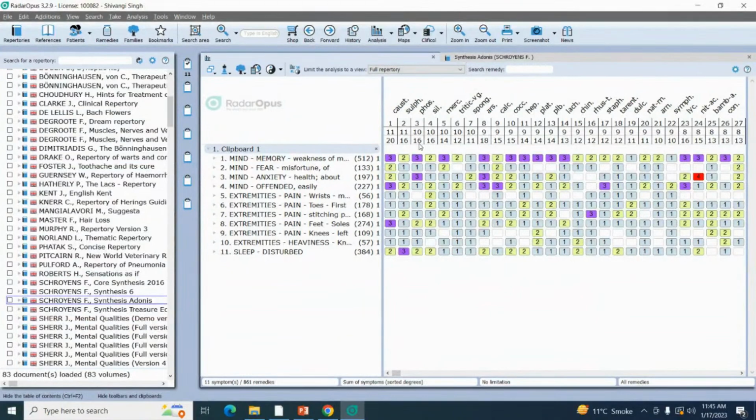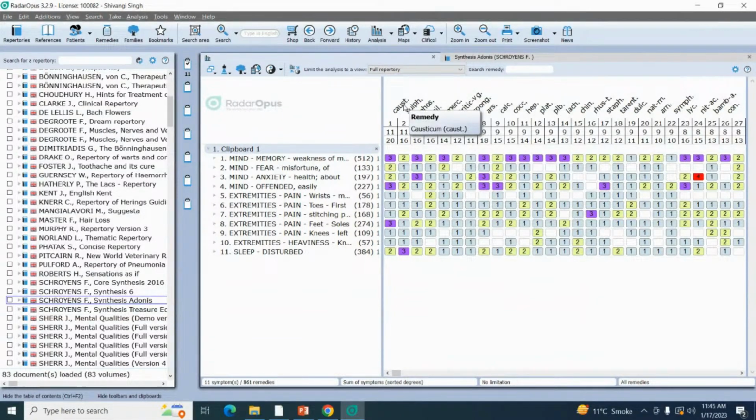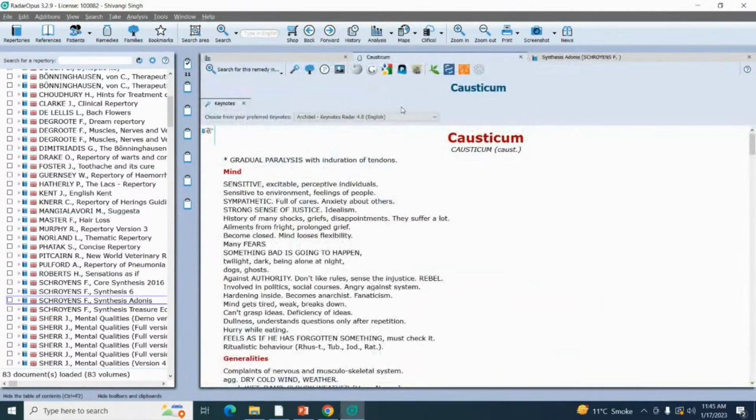In the same manner, you will get your grading. And one more thing, if you want to read any remedy from your probable remedy list, you can open it directly by double clicking on it. If you want to read Causticum, just double click on Causticum and it will open on your main display screen like this.